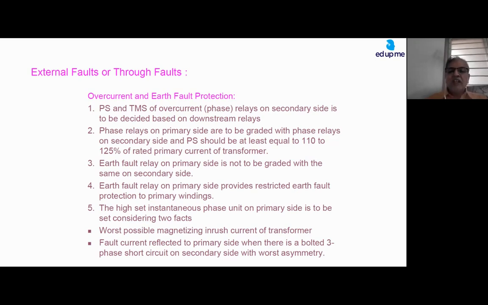You set the high set instantaneous unit. You have to take care of the worst possible magnetizing inrush and the fault current reflected to the primary side when there is a bolted three-phase short circuit on the secondary side. Both these things are addressed very differently by the advent of numerical relays, and it has changed the scenario of protection in the case of power transformers also.